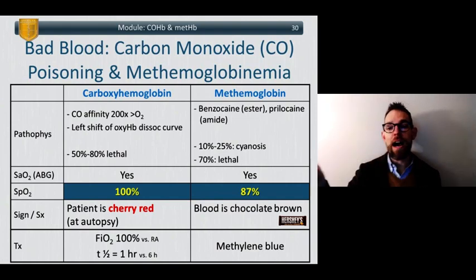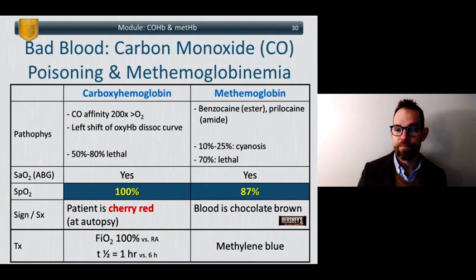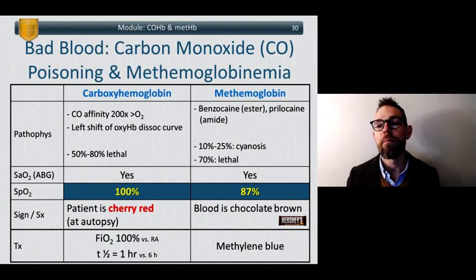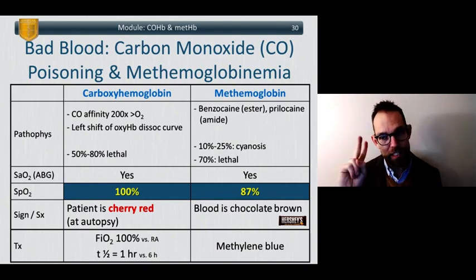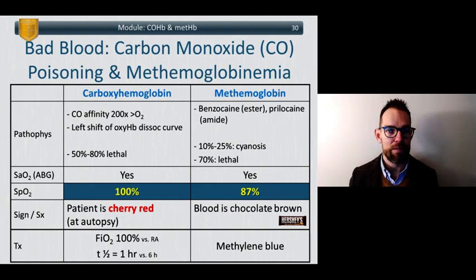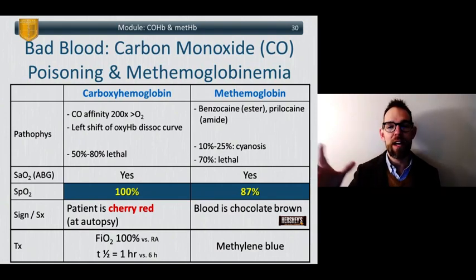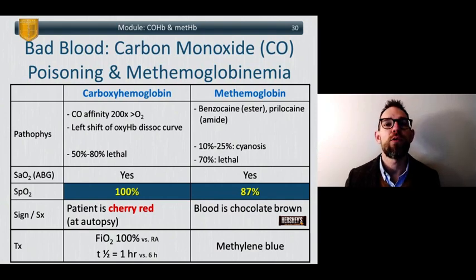Okay, so now let's go to methemoglobin. Methemoglobinemia is commonly caused by benzocaine and prilocaine. Those are the two that you definitely need to remember. Absolutely. So you oftentimes have a question stem about a person who does hurricane spray, is the way this presents. 10 to 25% of methemoglobin presents as cyanosis. If you have over 70% of it, that is lethal.